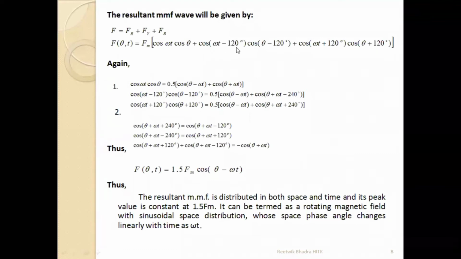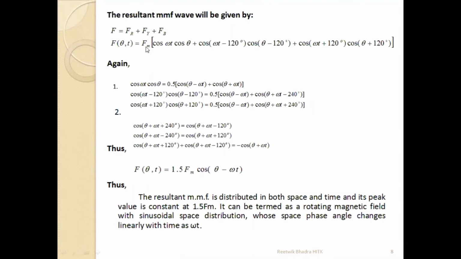The next factor is also cos A cos B, so this is B, this is A. Then you do the following calculations and you will get this factor. Then again for this one, cos A cos B, you will again get this factor over here.